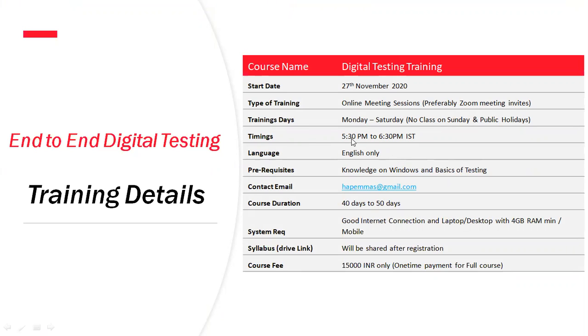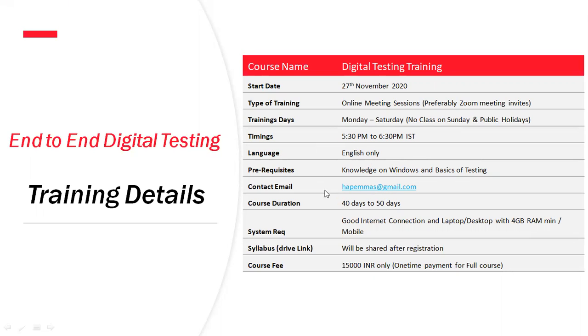Every day from 5:30 to 7 o'clock. This is not 6:30. Around 1 hour 30 minutes will be the training. 5:30 to 6:30 or 7 o'clock will be our training, based on the questions or queries in our sessions. And this training will be completely in English. The prerequisites: you need to have knowledge of Windows, and if you understand the basics of testing and why testing is required, that should be fine.